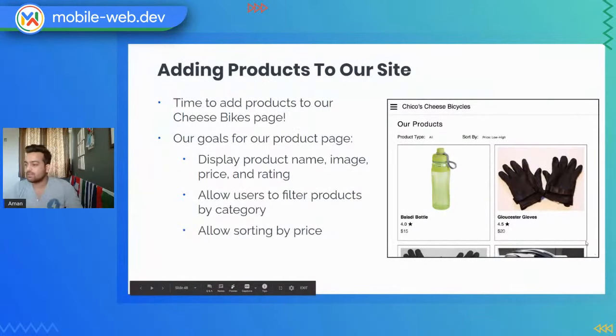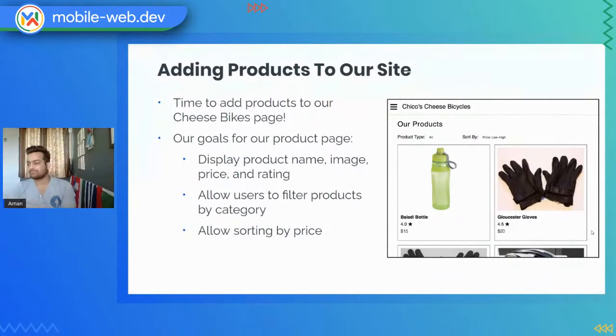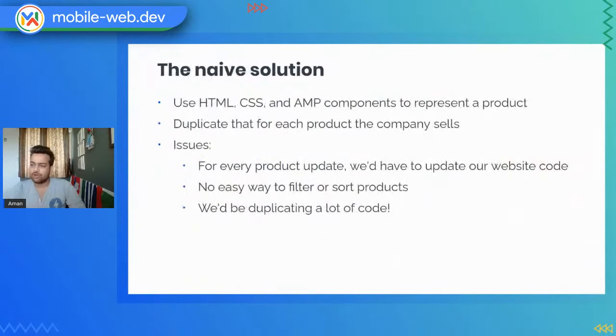So let's say this is another example. You want to create a page in which you have different items, where you are selling a bottle and gloves, for no reason, but you want to do that, right? So you want to sell bottles and gloves on the Chico Cheese Bicycles website. So how would you do that?